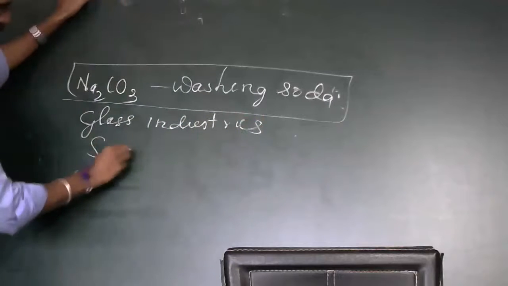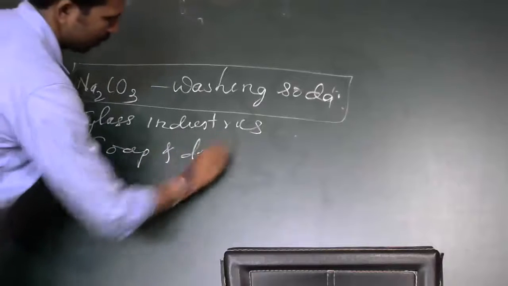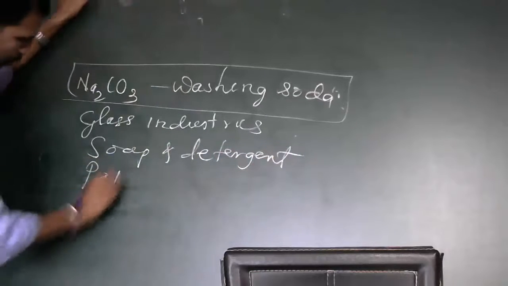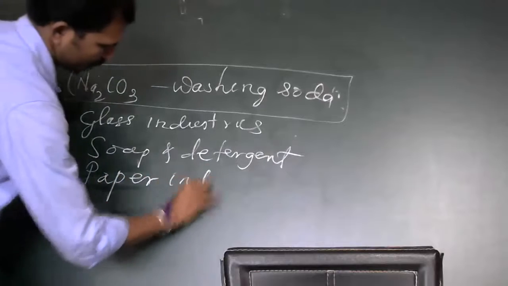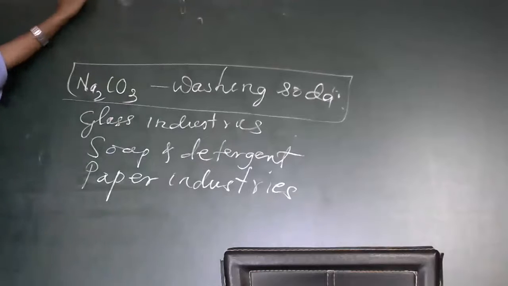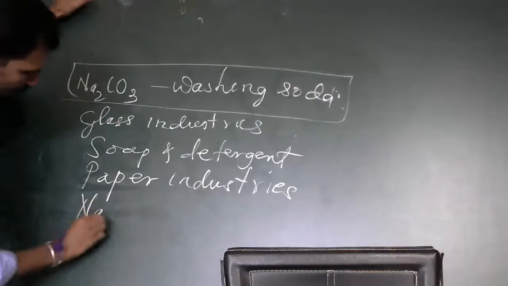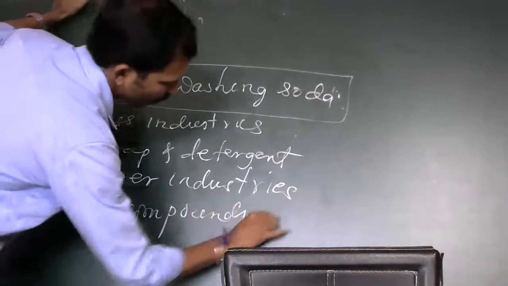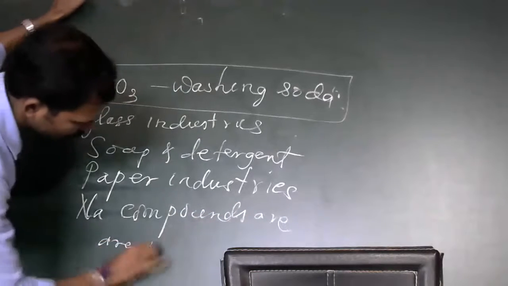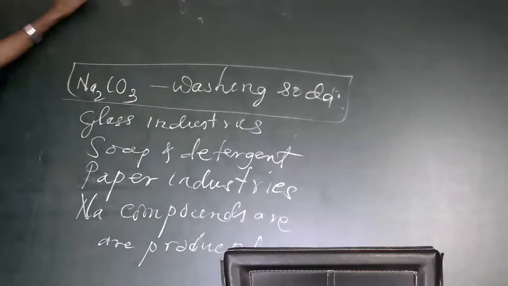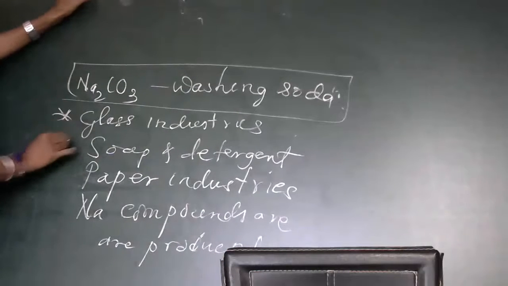It is used in soaps and detergents, and in paper industries. Sodium compounds are also produced. These are the uses of sodium carbonate.